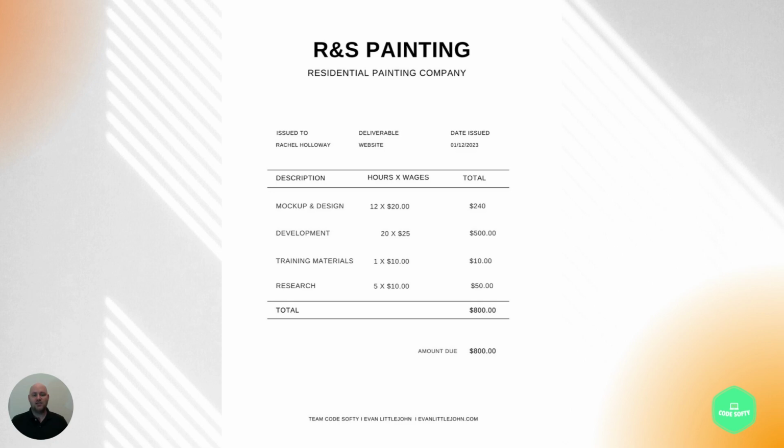And so it ends up being $800 for the website in total, which I feel is very affordable and very cost effective for her if she were going to pay for this. And I think that's pretty fair.